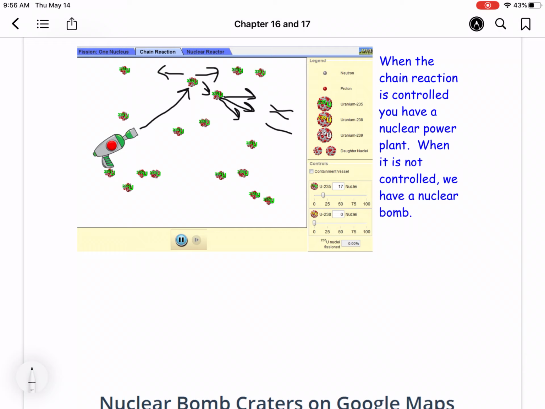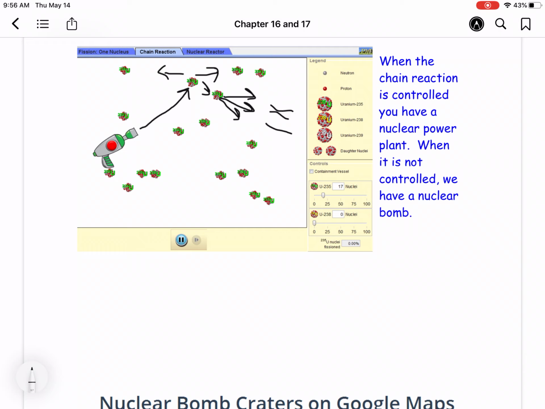You get a little bit of energy from this one, then a little bit of energy from this one, then they shoot off more, and then a little bit of energy from this one, and this one, and a little bit more. And so you get energy building up over time, and you're controlling how fast the reaction happens. Okay, if you don't control it, right?